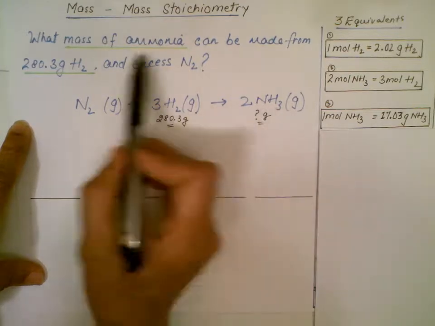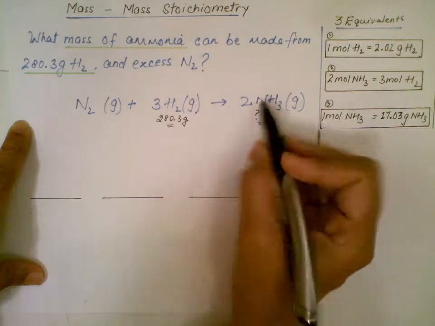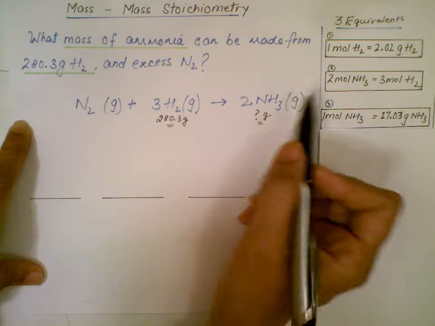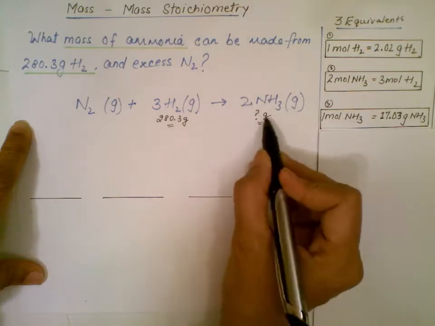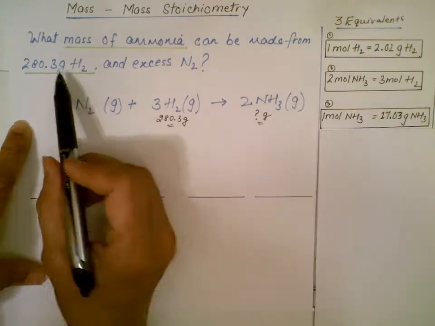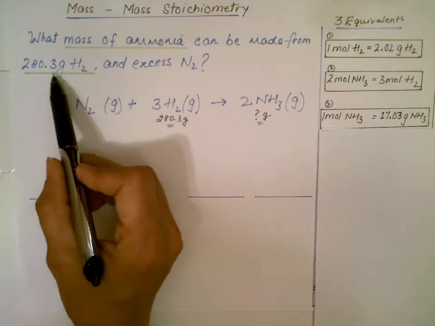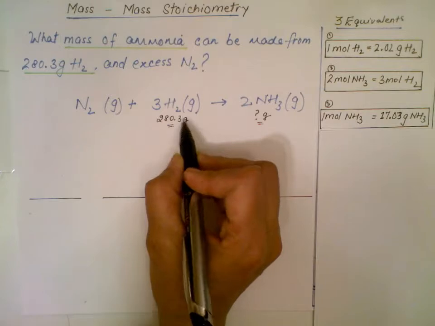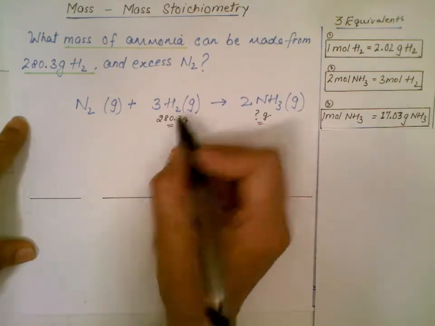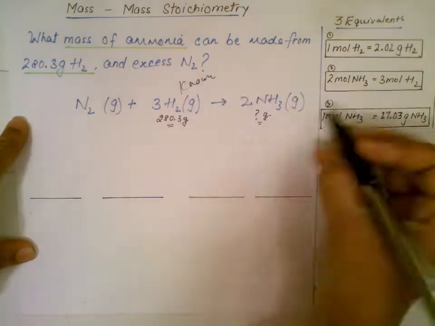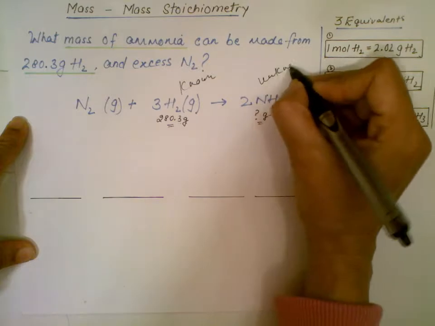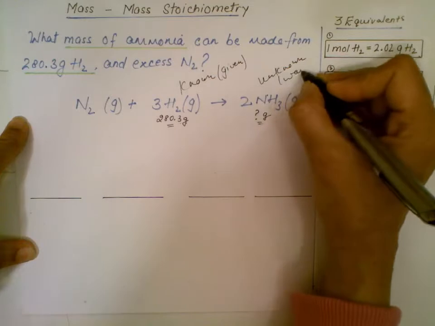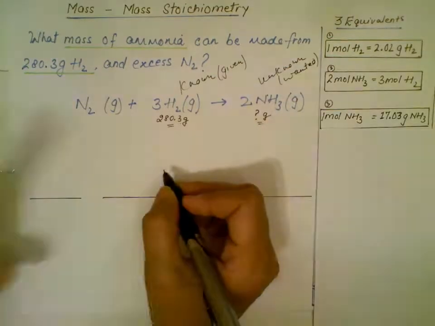It says what mass of ammonia can be made. So I have put the question mark here. This I have to determine, and generally the unit for mass is grams, so that is why I have grams here. Then it says that can be made from 280.3 grams of hydrogen. So 280.3 grams of hydrogen I have written here. This is given, meaning this is known, and this one you have to find. So this is your unknown.